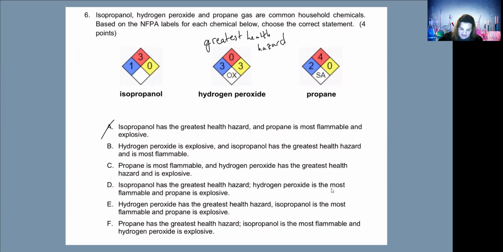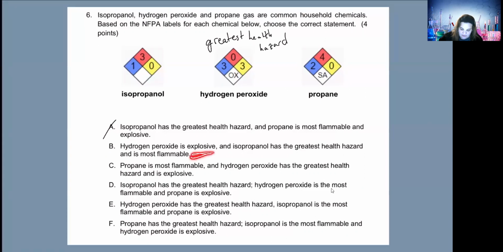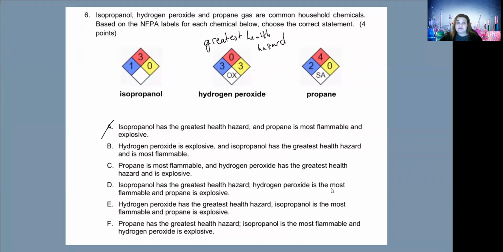B then tells us hydrogen peroxide is explosive. So now we're referring to the stability of the compound. And I would agree, it's definitely possibly explosive, right? Because the reactivity is at a 3. So I'm also going to put explosive, right? Or relatively unstable. All right. Choice C. Wait, we're still on B. My bad. Isopropanol has the greatest health hazard. That is incorrect, right? We already said hydrogen peroxide has the greatest health hazard.